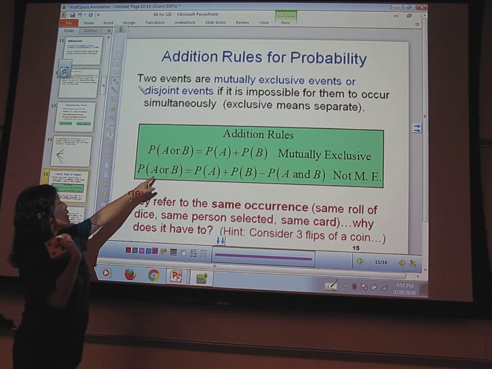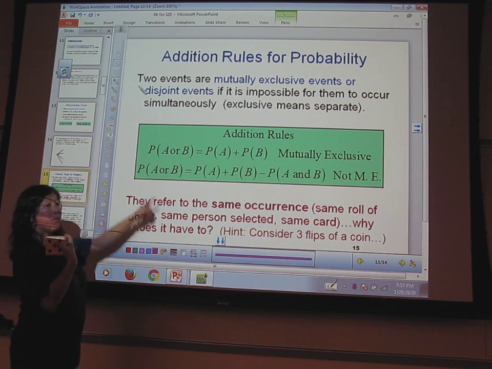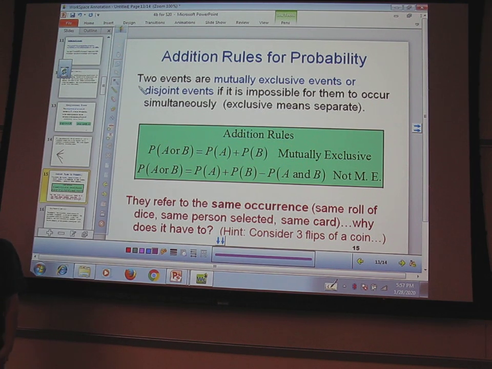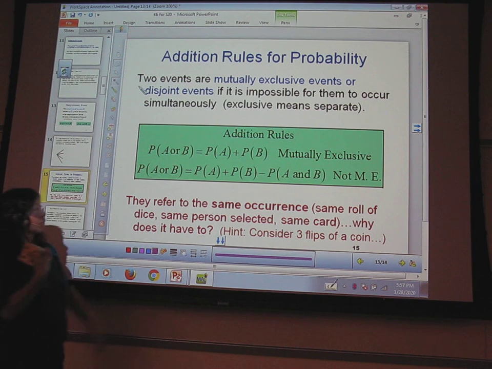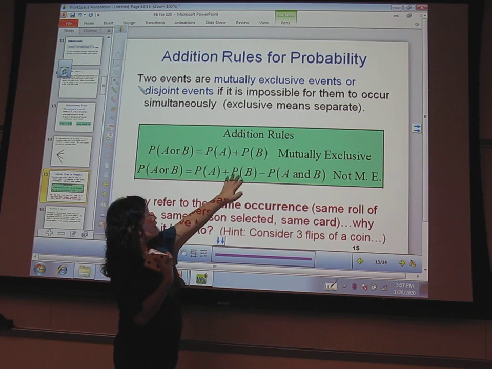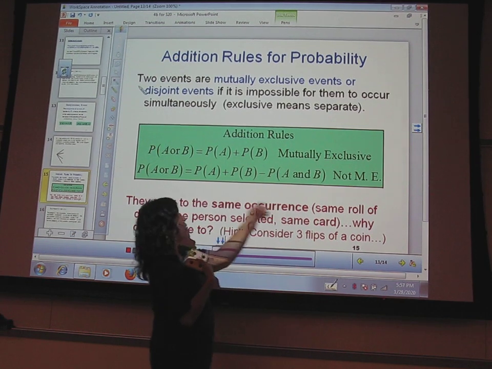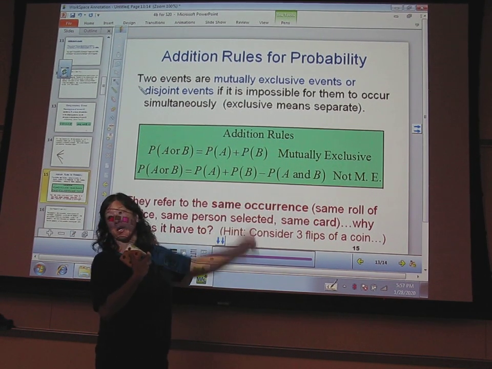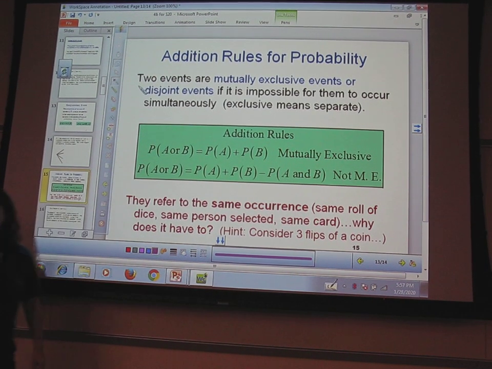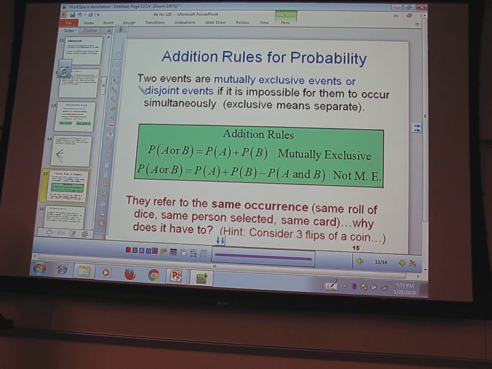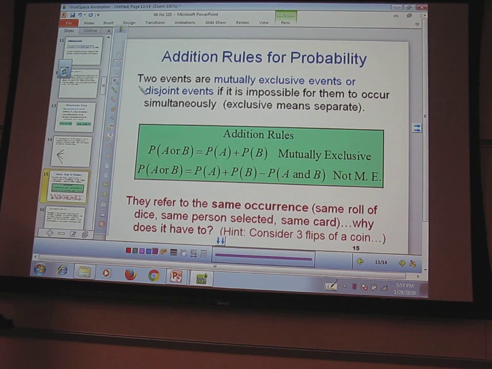If there is overlap, like we had the one with a yellow lab and a female lab, right? You add the probabilities, but then you subtract the overlap. Because the yellow female labs are getting counted in the yellow part and they're getting counted in the female part too. They're getting double counted. So just subtract off one of them. These are all in your notes. You should be filling those out.